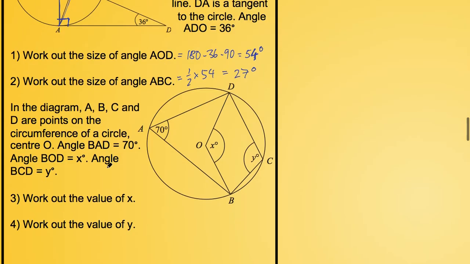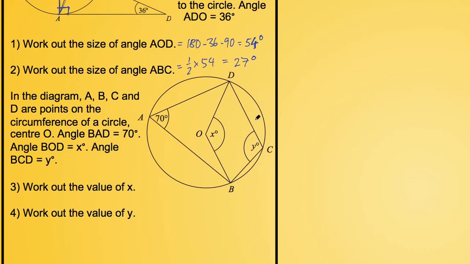Next question. In the diagram, A, B, C and D are points on the circumference of a circle. If I've got 4 points like this, I'm immediately thinking of cyclic quadrilaterals, and that the opposite angles in a cyclic quadrilateral add to 180 degrees. We've got angle BAD as 70, angle BOD as X, and angle BCD as Y.